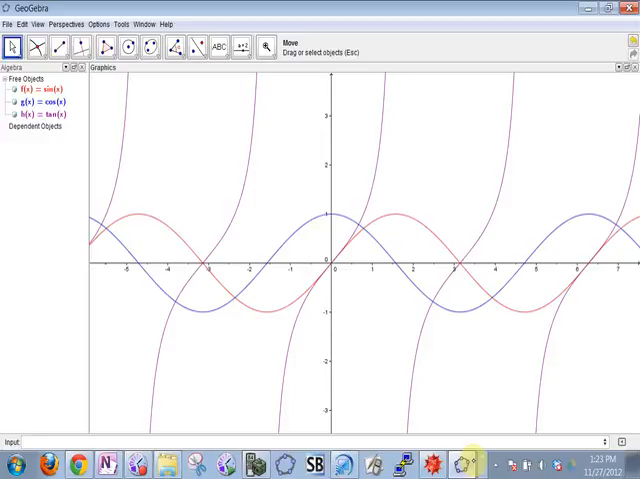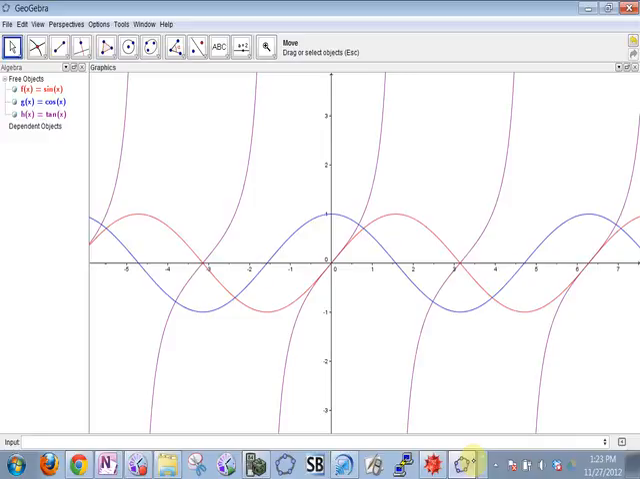Now, what happens when sine approaches 0? What is cosine? Positive or negative 1. Well, what's 0 divided by positive 1 or 0 divided by negative 1? 0. So every time sine crosses the x-axis, what is tangent doing? It is crossing the x-axis. So there's a very, very close relationship between sine and cosine and tangent.